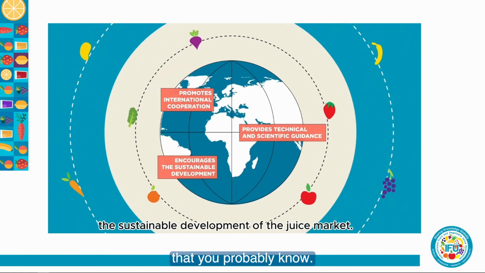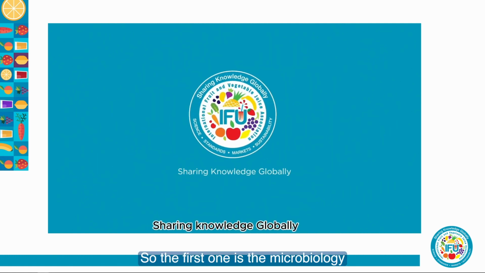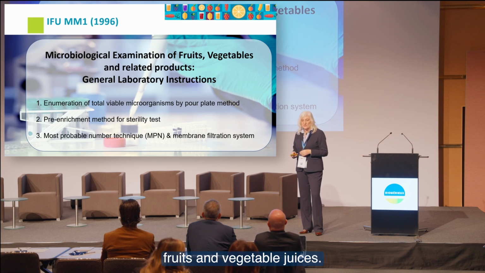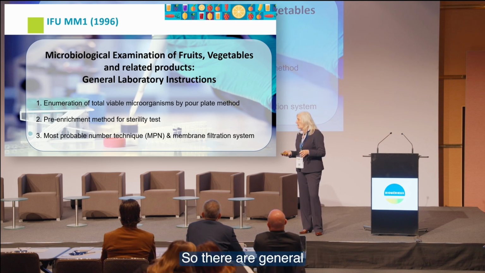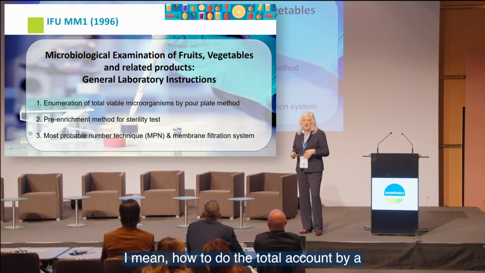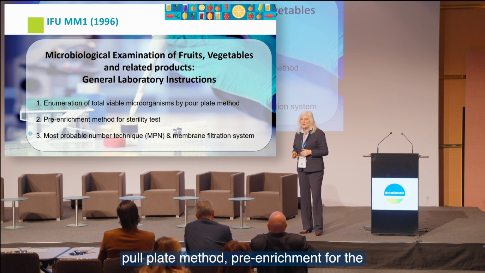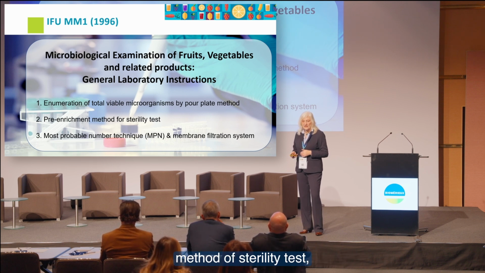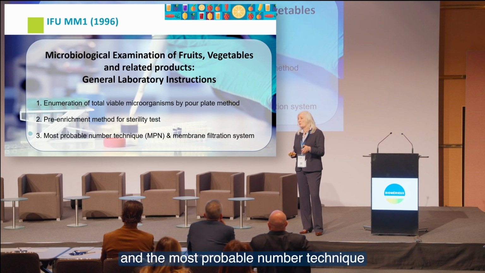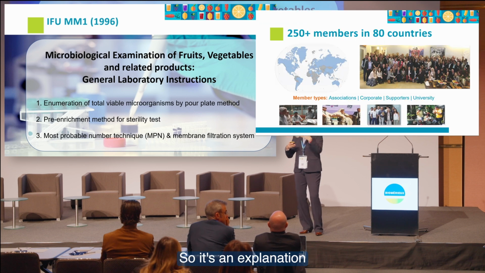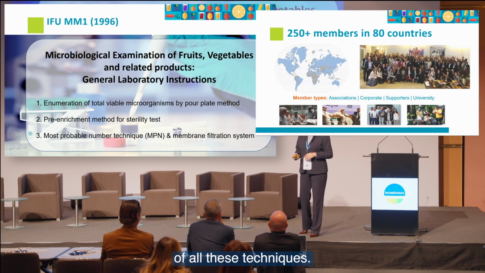I will go quickly through all this, which you probably know. The first one is the microbiological examination related to fruit and vegetable juices. There are general laboratory instructions: how to do the total count by the pour plate method, pre-enrichment for the sterility test method, the most probable number technique, and membrane filtration. So it's an explanation of all these techniques.